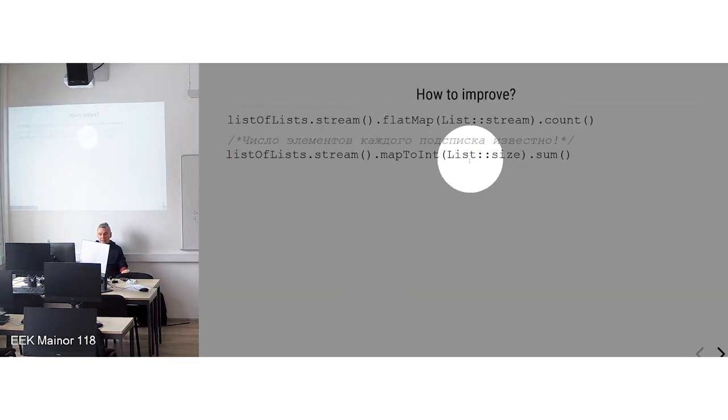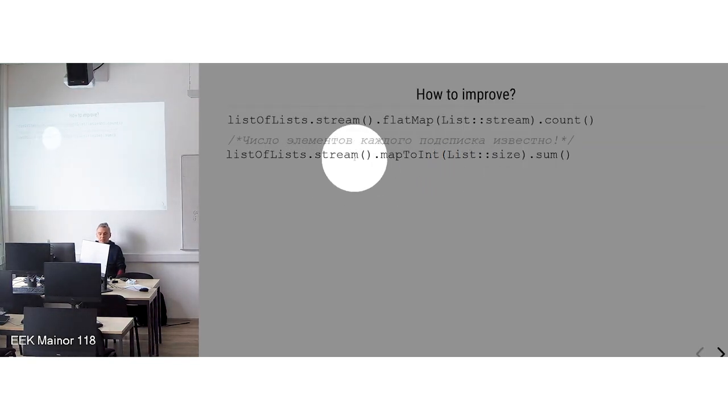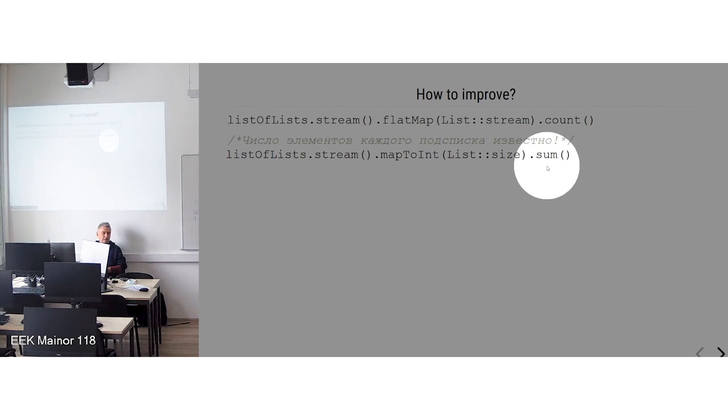So, and this list size is going to work lightning fast. Because you are just reading the size field of the list. So yeah, we are getting a stream of lists. We are converting each list to its size, and then we are summing it up. Of course, we will need to sum up because we just don't know in advance if all the elements are going to be of equal sizes. Then we could just multiply one by another. But if we don't know in advance the size of the inner lists, then of course we are going to just sum them one after another. But it will be far, far better than this one.